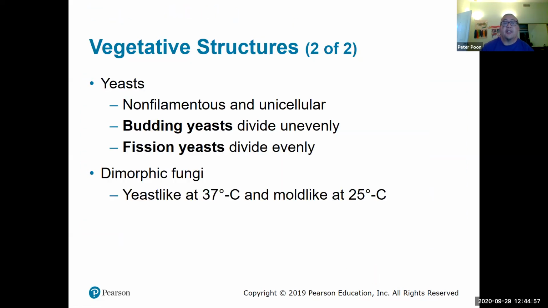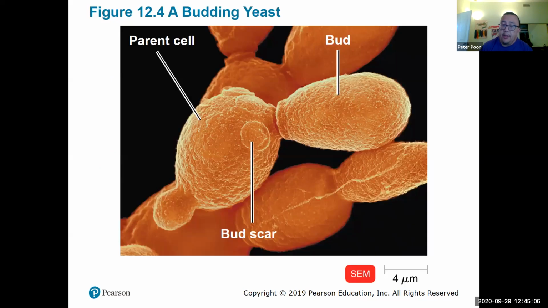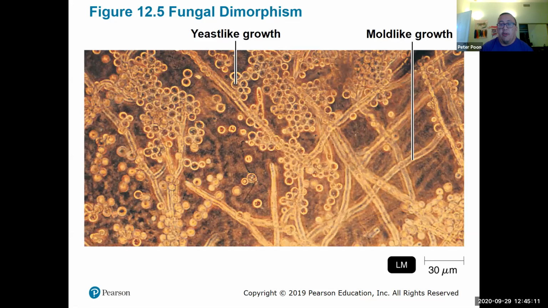Under certain conditions, a lot of fungi are dimorphic, which means under really hot conditions, they grow yeast-like, they grow like this, and under colder conditions, they grow mold-like. They grow strings of cells.